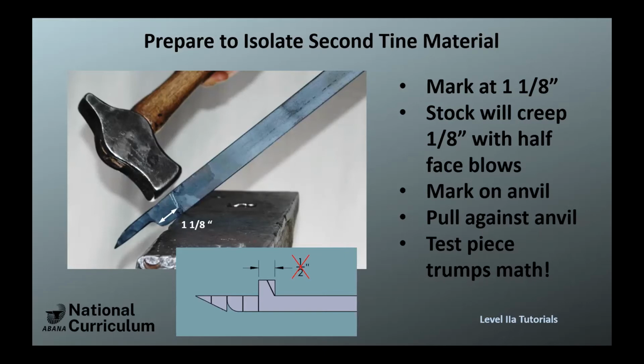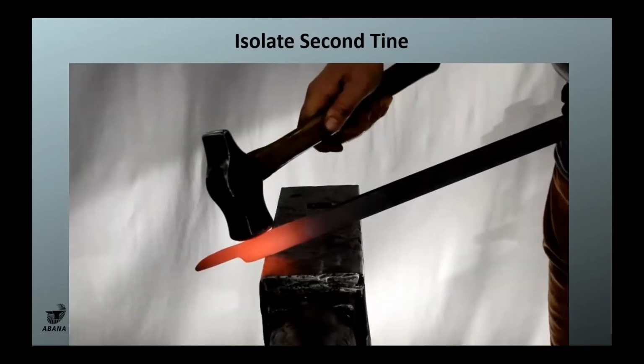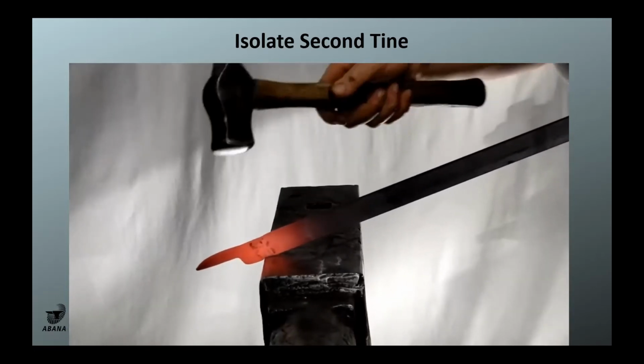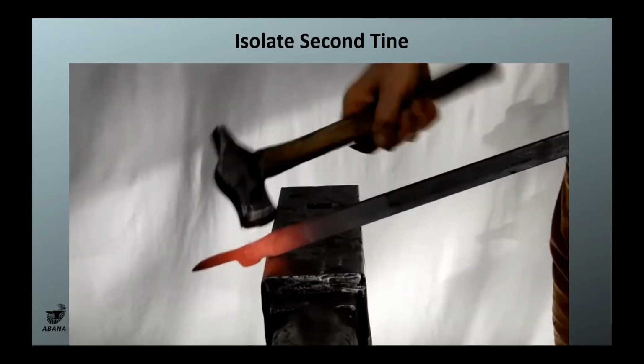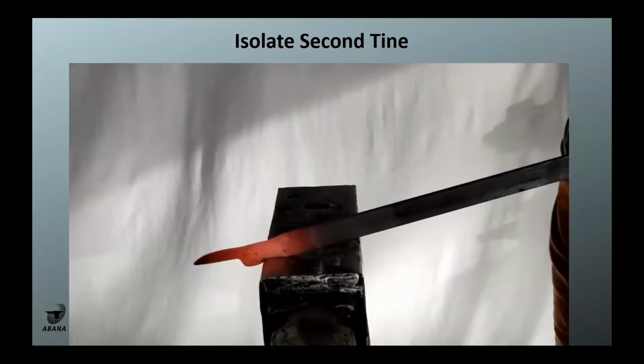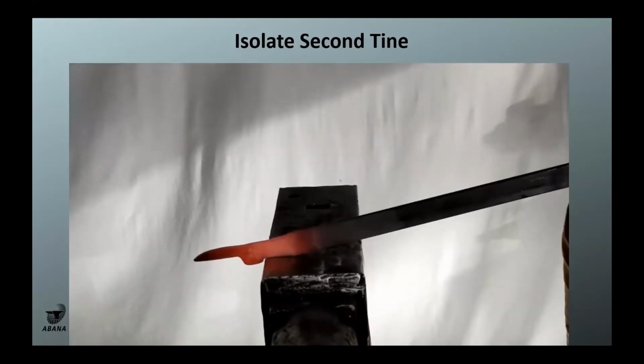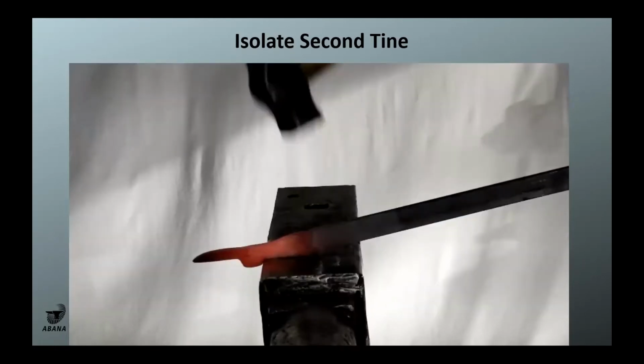So this is a reason why you also need to do test pieces, just to make sure that what you're doing is actually grounded in reality. Once again, we want to have about 1 inch of material here, but that's going to creep out 1/8 of an inch. So we're going to use 1 1/8 inches to account for that. Same steep first blow as well. And this time I'm actually pulling against that step so that I can keep that corner crisp.